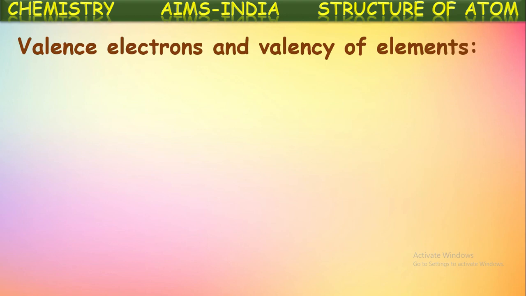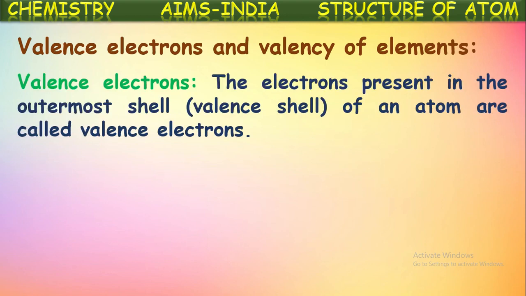Now let us see valence electrons and valency of the atoms or elements. Valence electrons means the electrons present in the outermost shell or the last shell, which is also called valence shell of an atom, are called valence electrons.